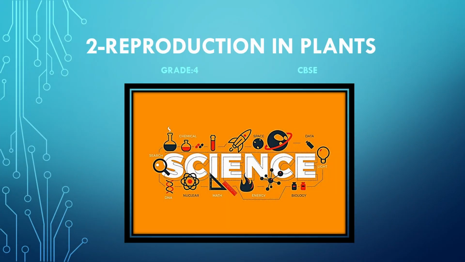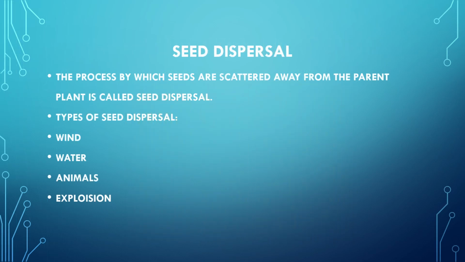So today we are going to learn about part 2 of reproduction in plants: seed dispersal and types of seed dispersal. Come on, we'll move into our part 2. So, seed dispersal. The process by which seeds are scattered away from the parent plant is called seed dispersal. Types of seed dispersal: water, wind, animals and explosion. And today we are going to learn about these types.